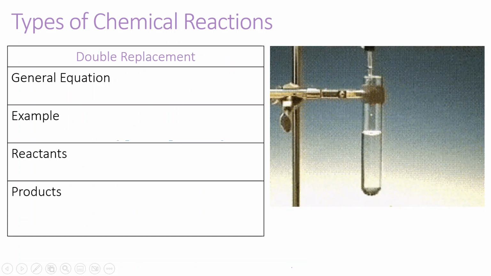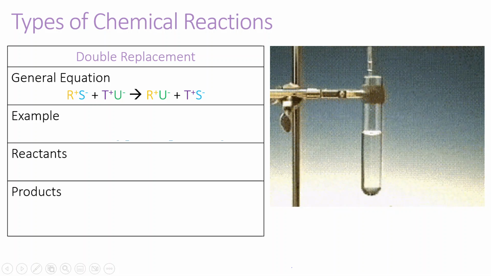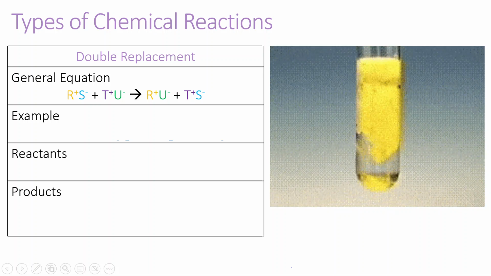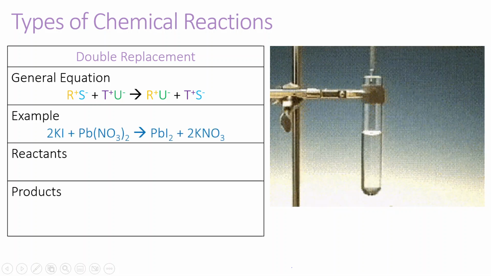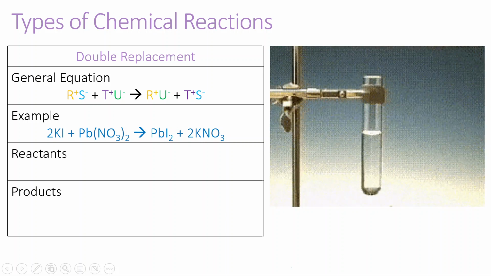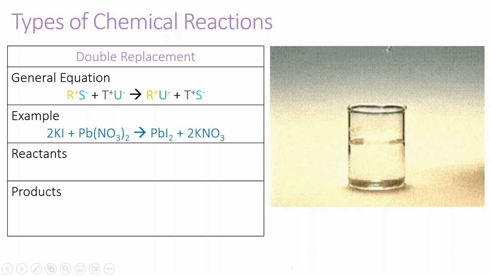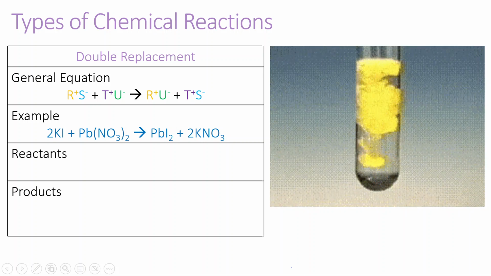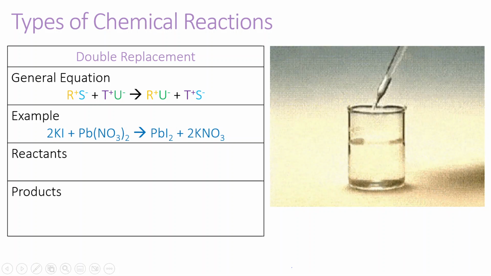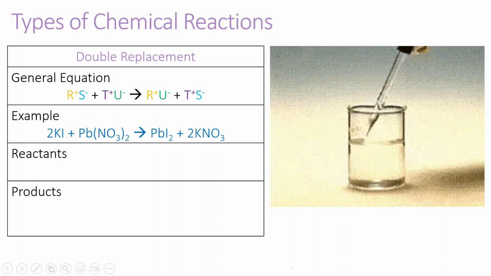Double replacement is a similar idea, but both ions are going to switch. So they're kind of switching partners here. So here I have a reaction of potassium iodide and lead nitrate solution. Those are aqueous clear solutions. When I add them together, though, they form this cloudy yellow solid, which is lead iodide. And then we have potassium nitrate just floating around in the water.